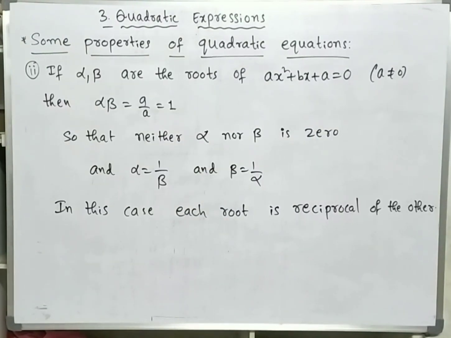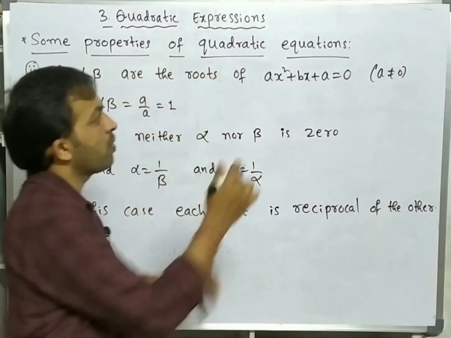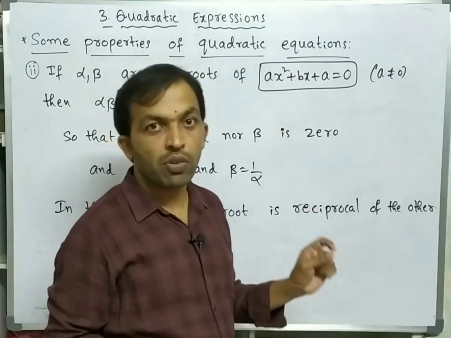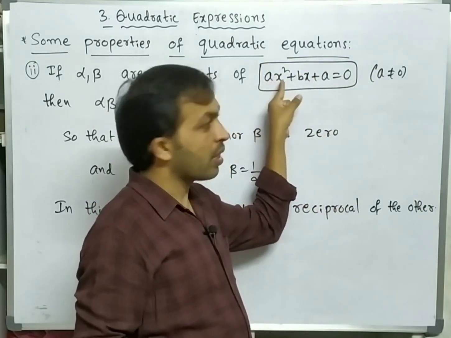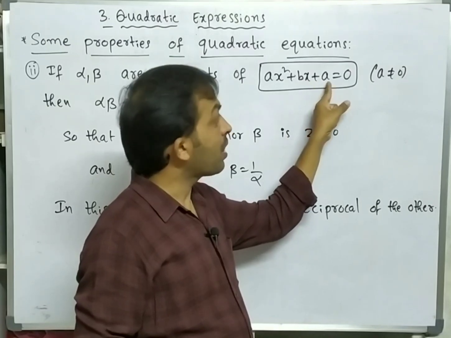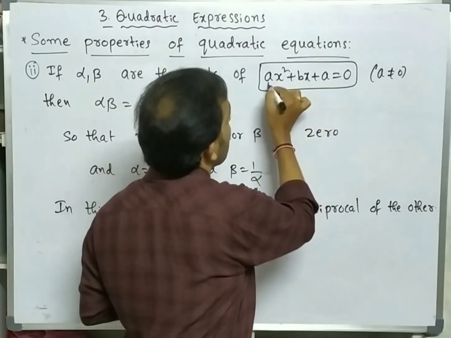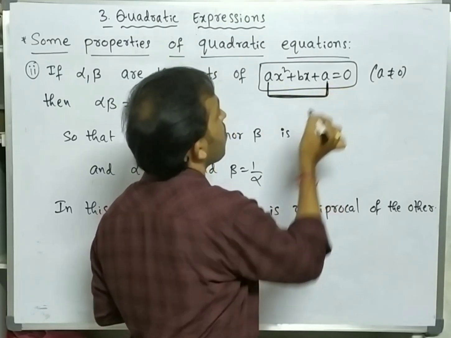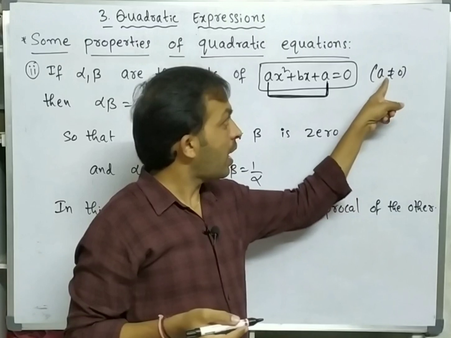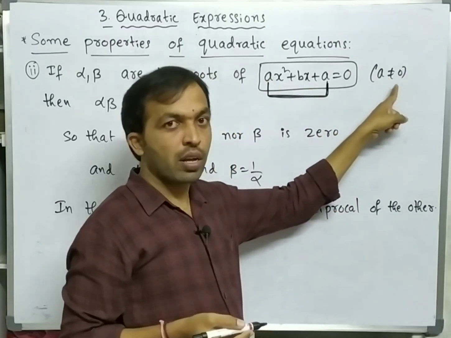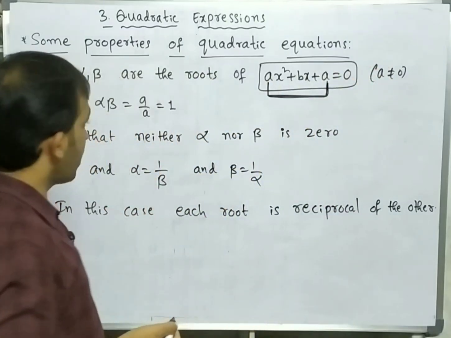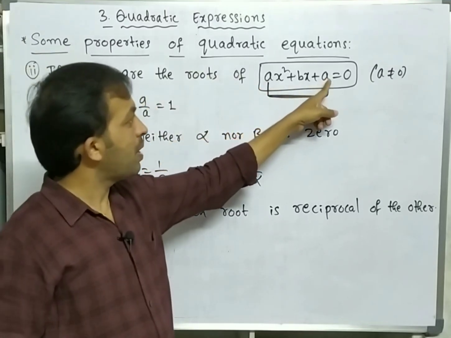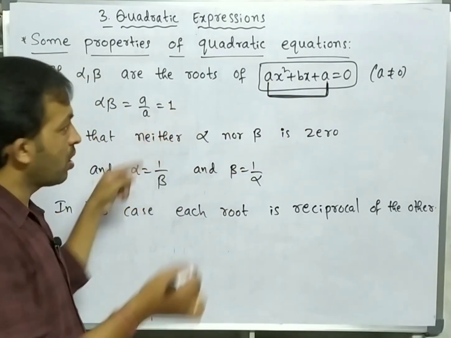Next, second point: if alpha, beta are the roots of the quadratic equation ax square plus bx plus a is equal to 0. Here observe, in ax square plus bx, in the place of c we have a. So that means the coefficient of x square and the constant term are equal, whereas this a is not equal to 0. That is the condition for a quadratic equation. Then the product of the roots alpha into beta is equal to c by a. That means a by a, which is equal to 1.